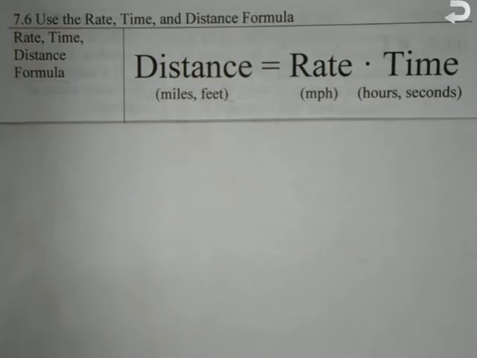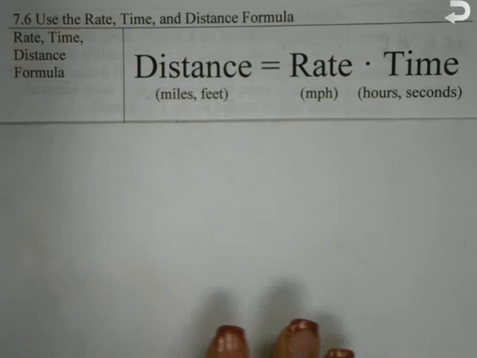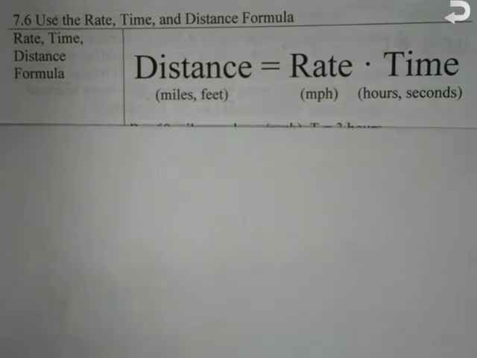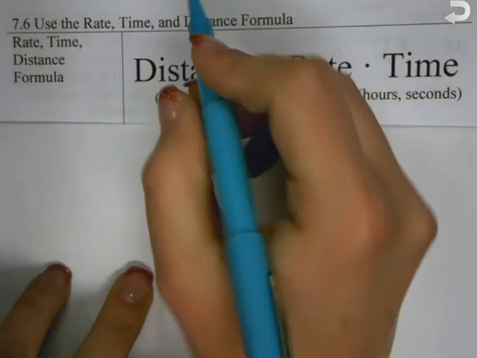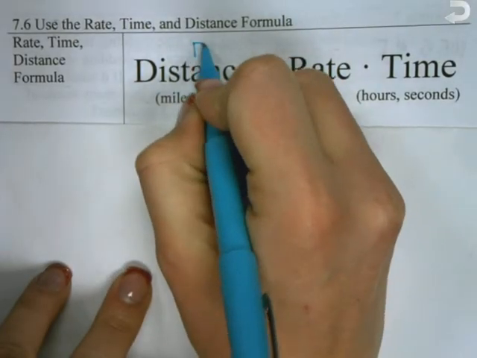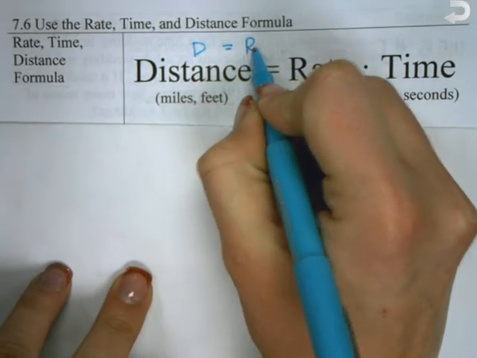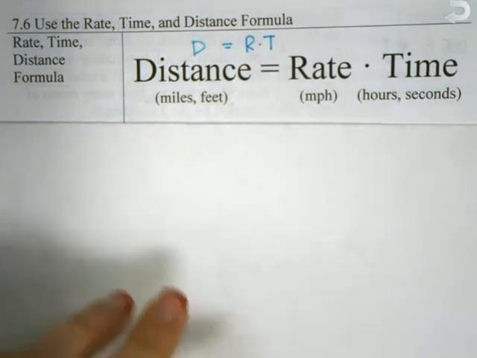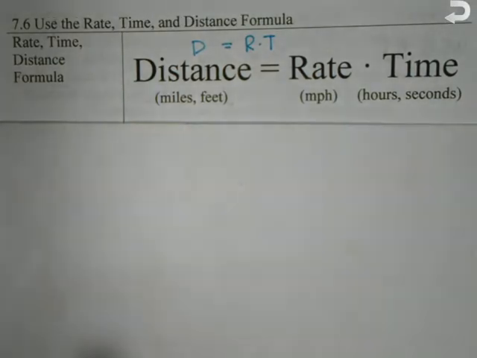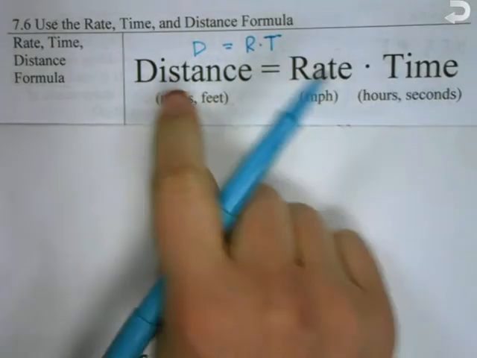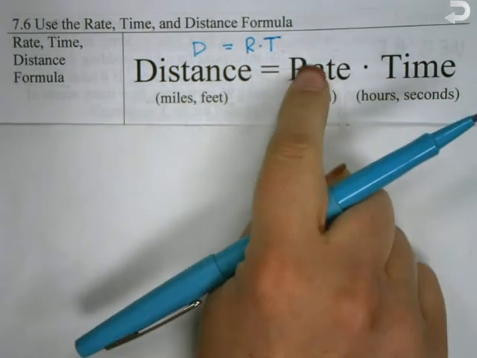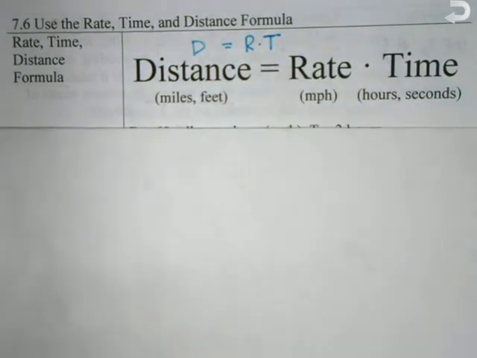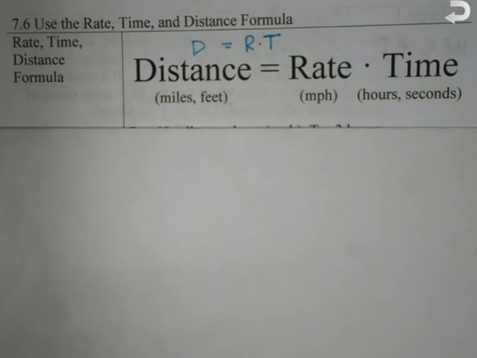We do shorten this sometimes to just D equals RT, so I'm just going to write that on top here. D, distance, equals rate times time. So if you ever see something that looks like this, you don't have to actually write out all the words. You can just write D equals R times T, and we use all capital letters for those. Okay? All right, so example 1.